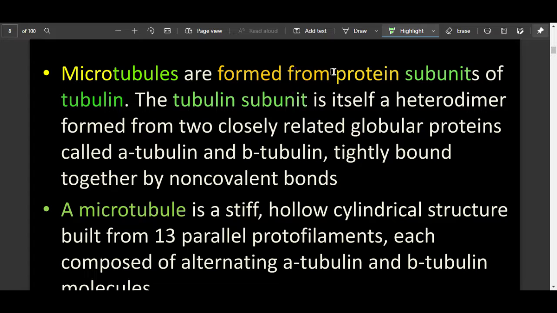The tubulin subunit itself is a heterodimer formed from two closely related globular proteins called alpha tubulin and beta tubulin. Alpha tubulin and beta tubulin are globular proteins. The tubulin subunit is a heterodimer because alpha tubulin and beta tubulin are tightly bound by non-covalent bonds.